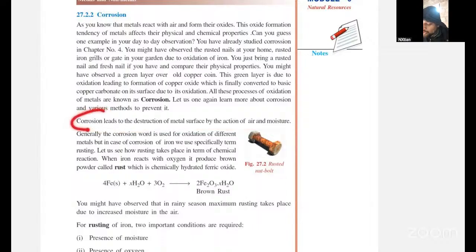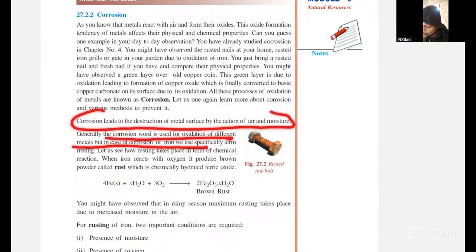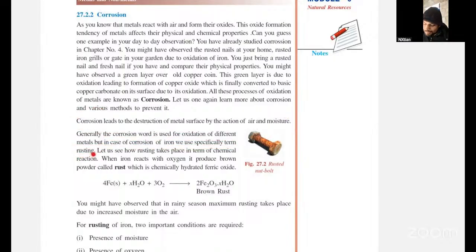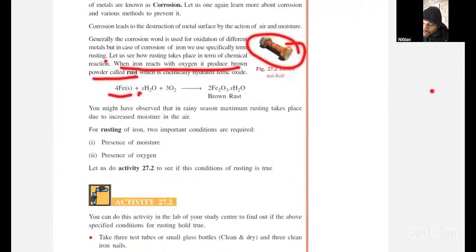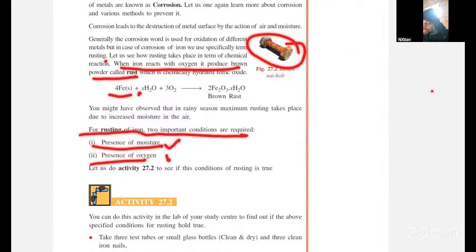Corrosion leads to the destruction of the metal surface by the action of air and moisture. Generally, the word corrosion is used for the oxidation of different metals. In case of corrosion of iron, the specific term is rusting. When iron reacts with oxygen, it produces a brown powder called rust. You can check the example. There is an X here; we have to balance it. You can balance it at home. For rusting of iron, two important conditions are required: presence of moisture and presence of oxygen. If both are there, then iron will rust easily.